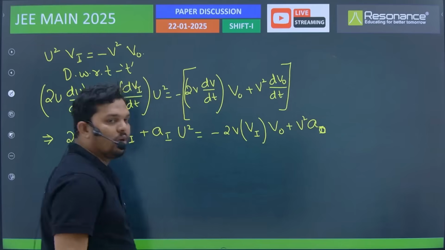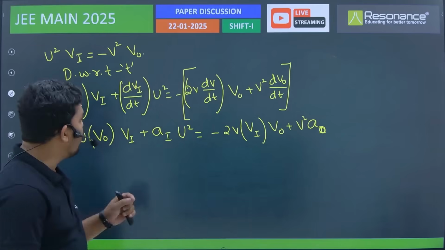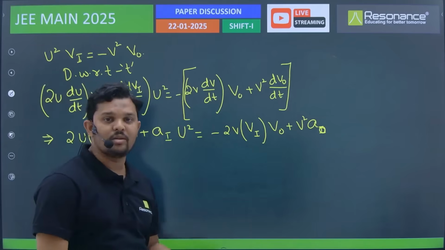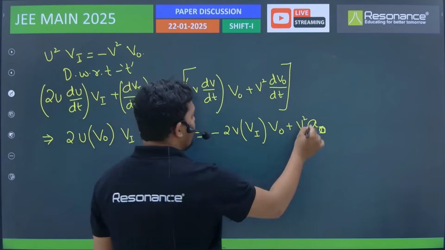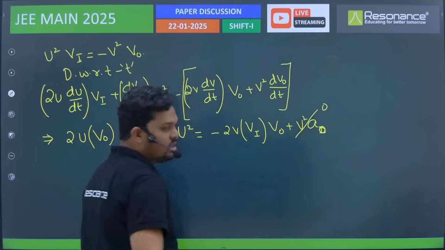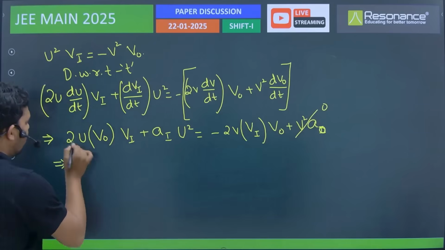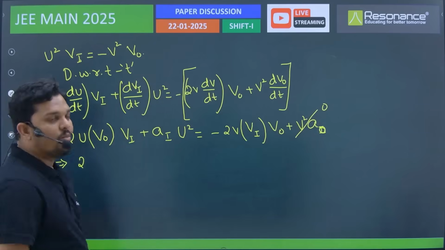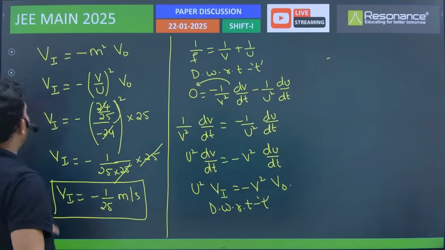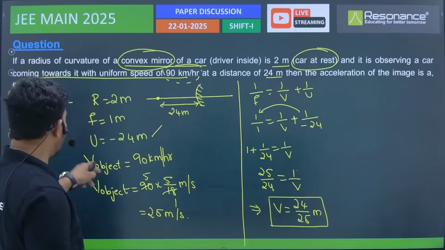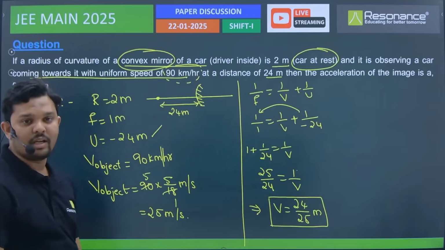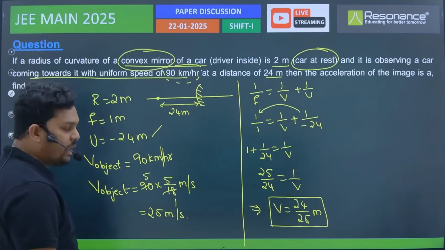Okay? Now, the final part, what we have to do: as he said that initially the system is at rest, therefore this whole acceleration is going to be how much? 0. So now 2 into, you know what is the object distance. Let us take the object distance of this question. You can take the object distance you have already taken, that is nothing but how much? 24 meters.